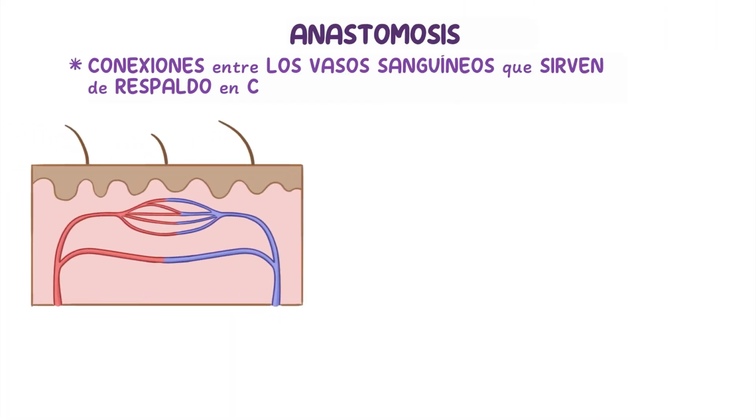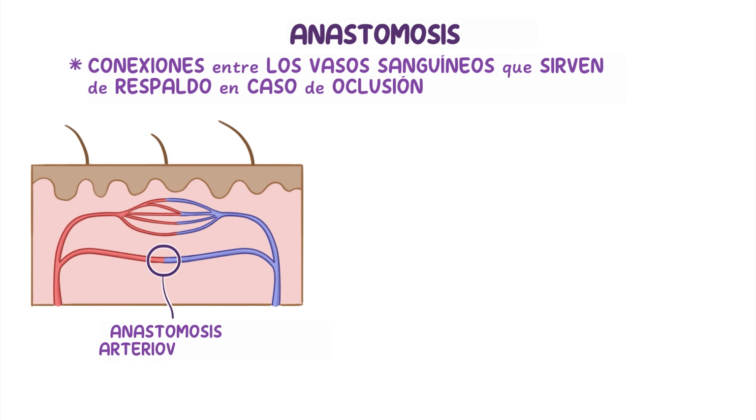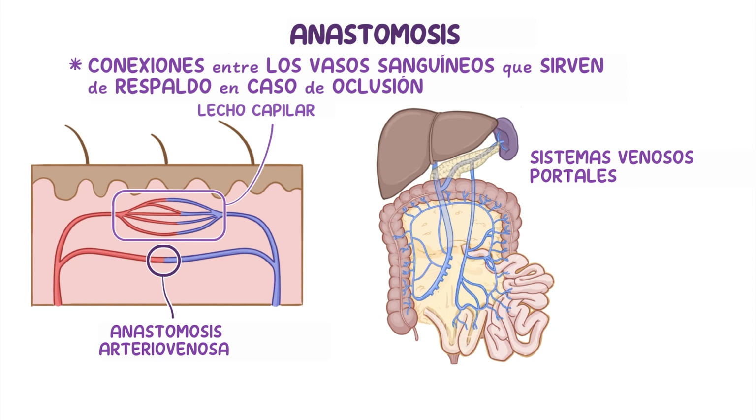Anastomoses are connections between blood vessels that serve as backup in case of an occlusion of an artery or vein. The arteriovenous anastomosis is a direct connection between the arterial and venous system, without the normal capillary bed in between. Lastly, portal venous systems are venous systems that link two capillary beds.